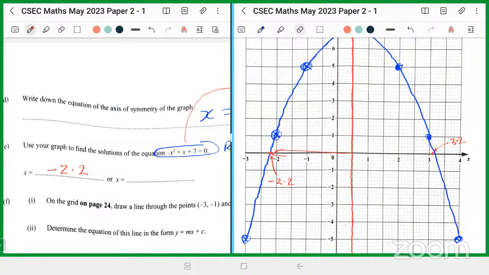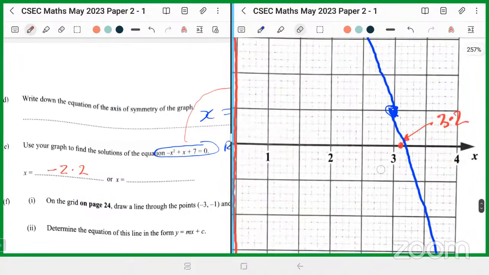All right, so let's put that 3.2, because we understand that the graph must be symmetrical. We understand that, right? So I'm going to put it here instead at 3.2. You have to use the knowledge that you have. Let's put that 3.2.